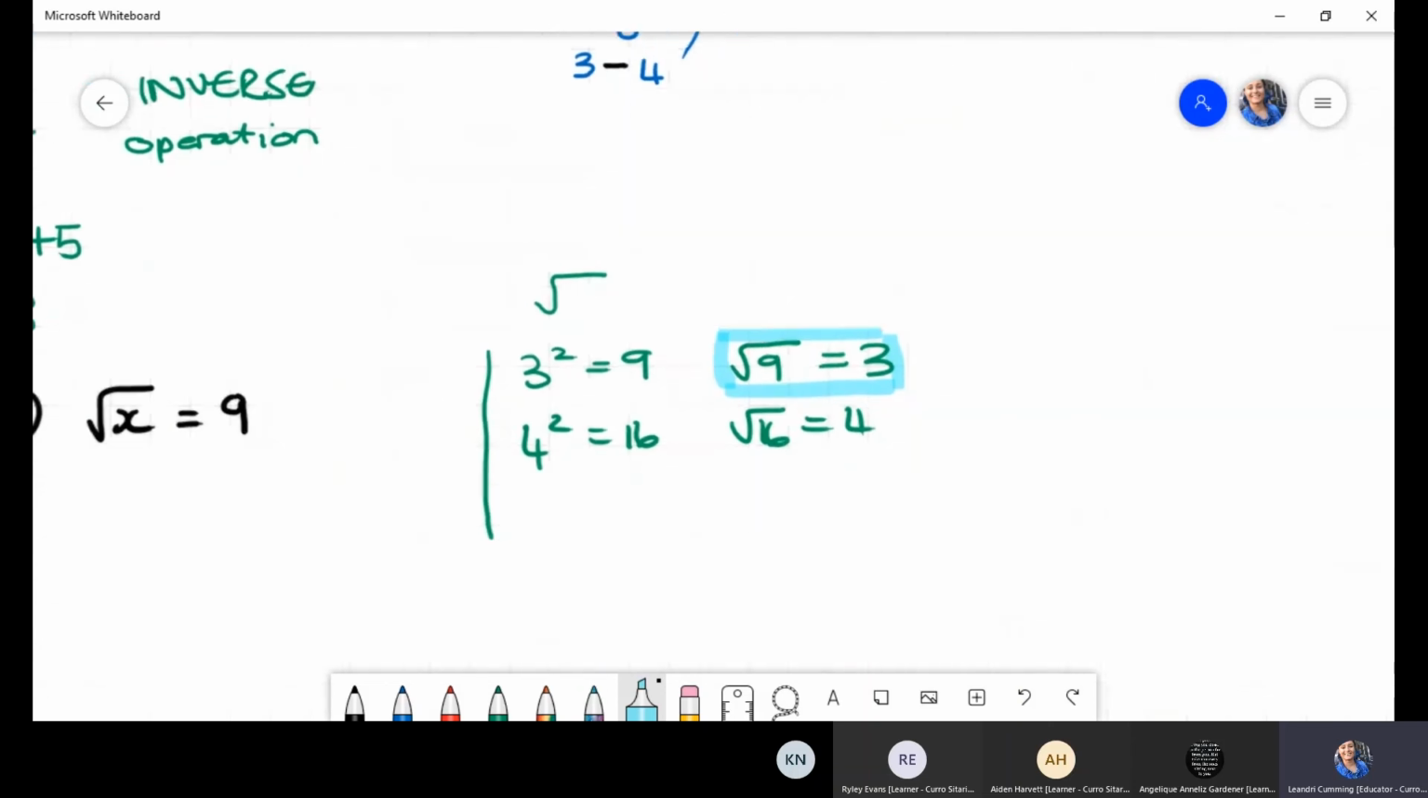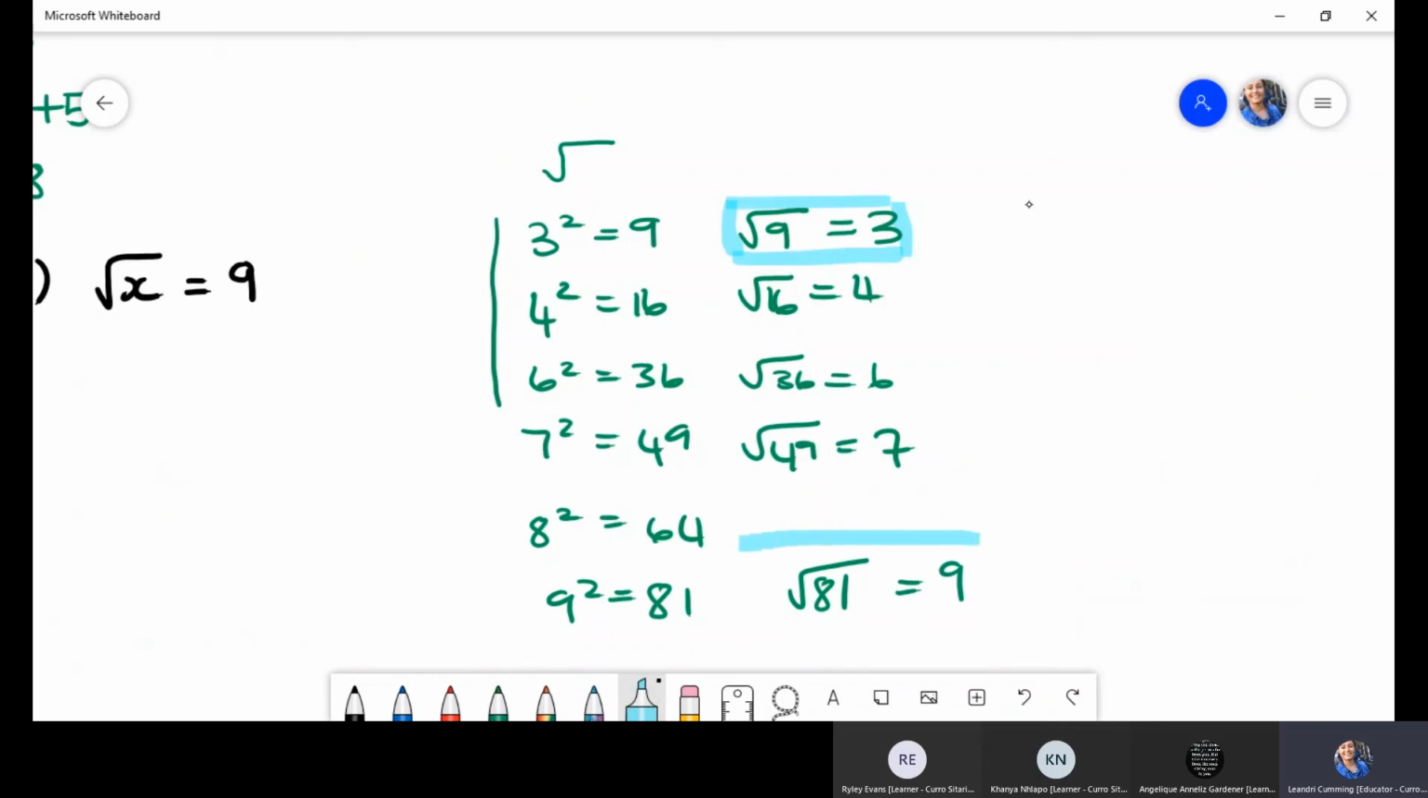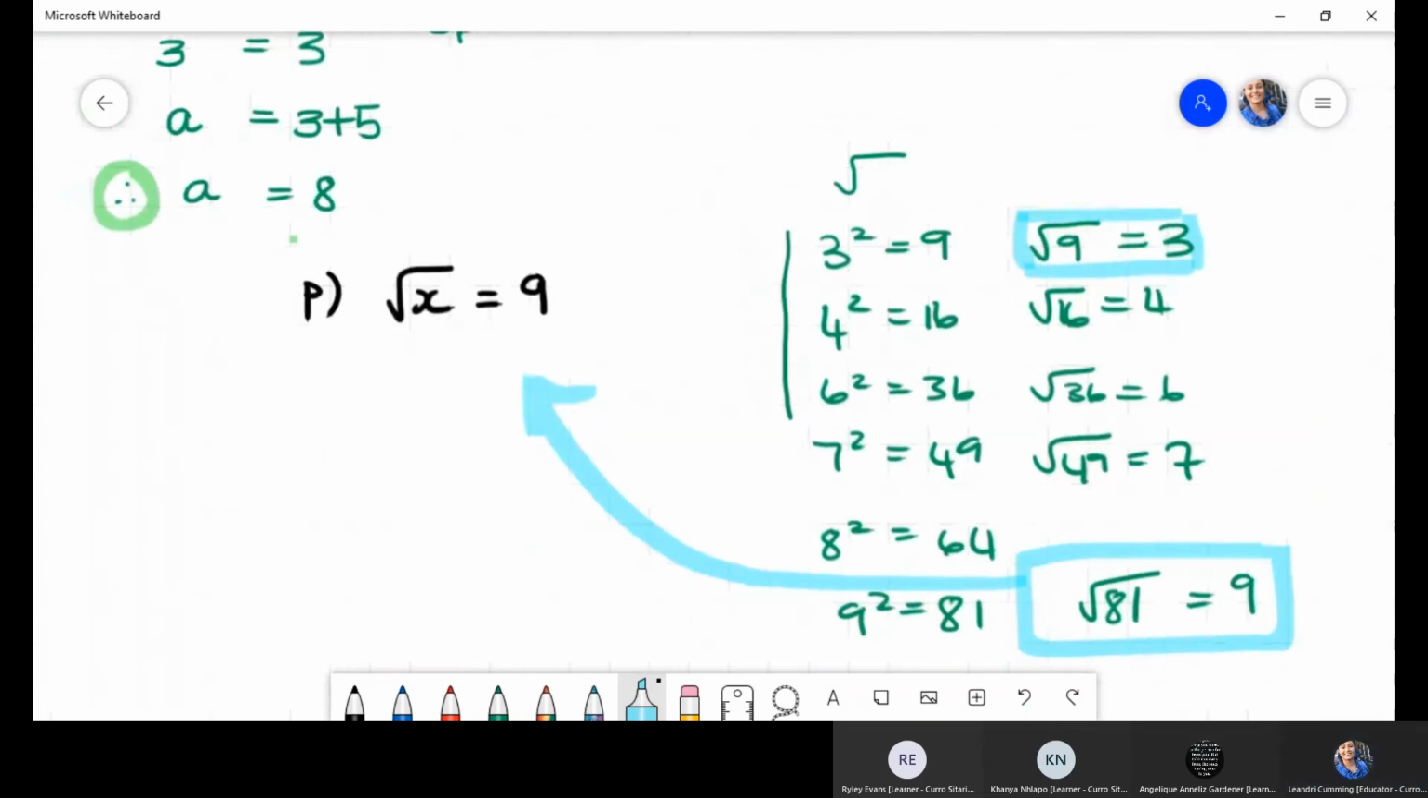Oh, sorry, no. Let's go further. I've looked at the wrong one. So let's go. 6 squared, 36. Root of 36 is 6. 7 squared is 49. Root of 49 is 7. Let's go one more. 8 squared is 64. 9 squared is 81. Oh, there I go. Root of 81 is 9. That's what I'm looking for right here. I want x to be 81. Why? Because the square root of 81 gives me 9.